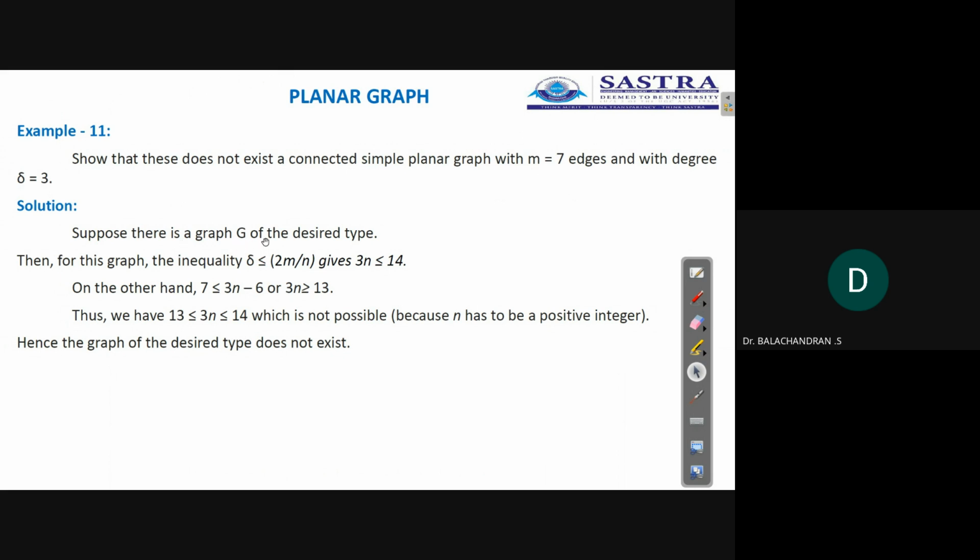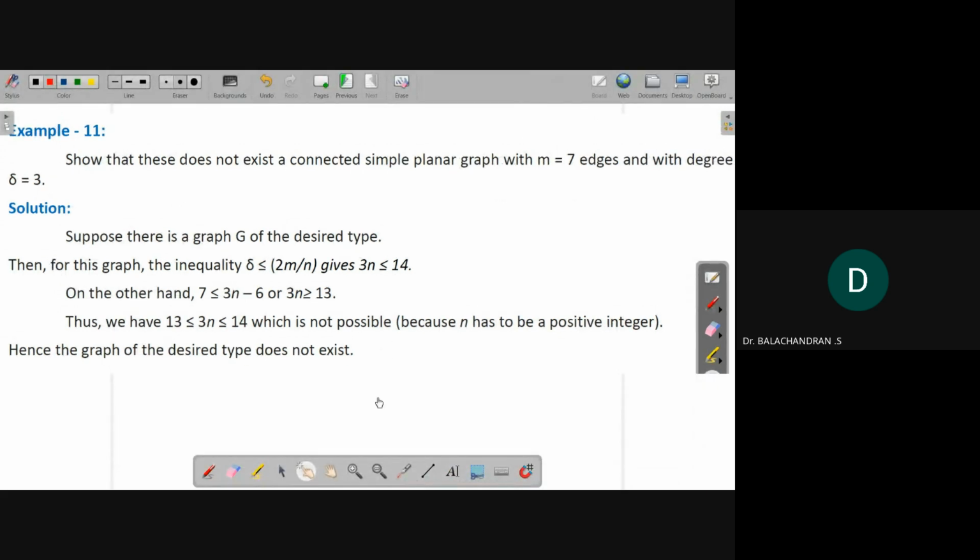Suppose there is a graph G of the desired type. We know this result already: minimum degree delta is less than or equal to 2m by n, which is less than or equal to capital delta. I'll use only this portion: delta is less than or equal to 2m by n. I am taking this part only from the inequality.